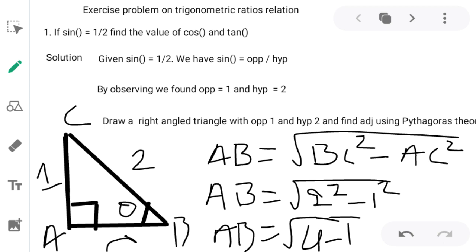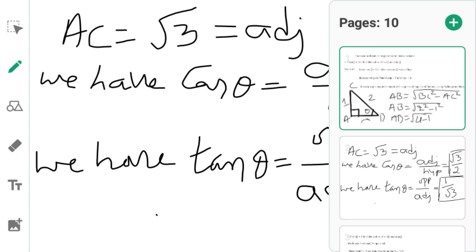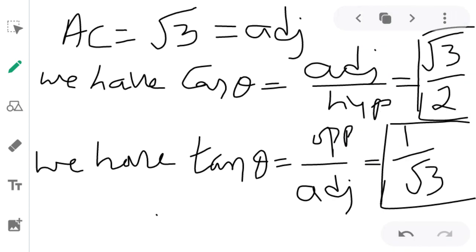By observing the diagram of the triangle, BC measures 2 and AC measures 1. 2 square is 4, 1 square is 1. AB equals root of 4 minus 1. In the next step, AB equals root 3, the adjacent. The question asked was to find the value of cos theta and tan theta. We know that cos theta equals adjacent by hypotenuse. We have adjacent root 3, hypotenuse 2. So cos theta equals root 3 by 2.